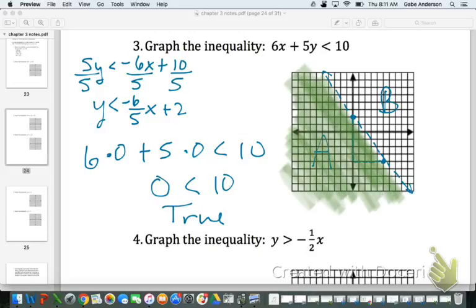Okay, so there's my shading. The shading goes right up to the line, but does not include the line because the line is dotted. Right? If the line were solid, it would include the line. Because the line is dotted, it does not.